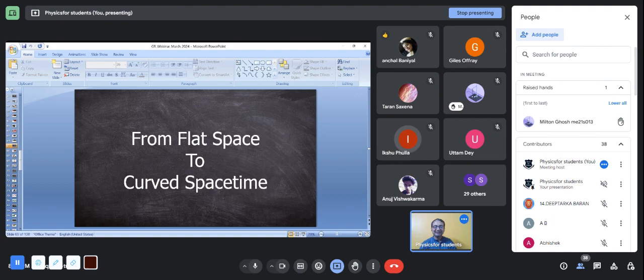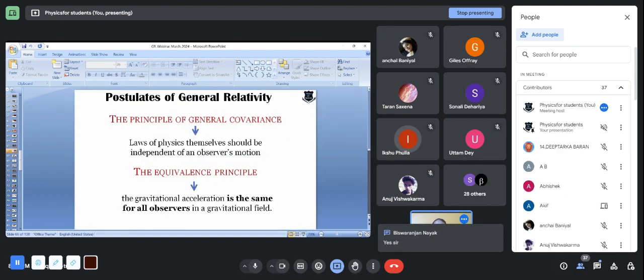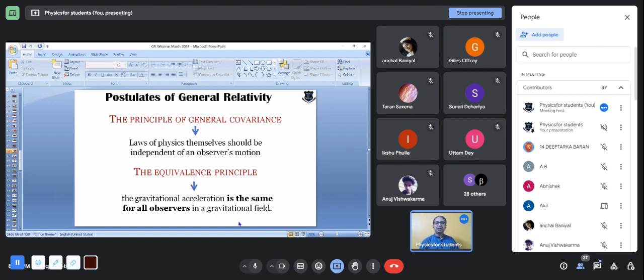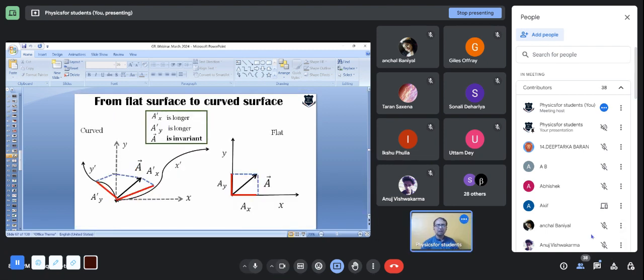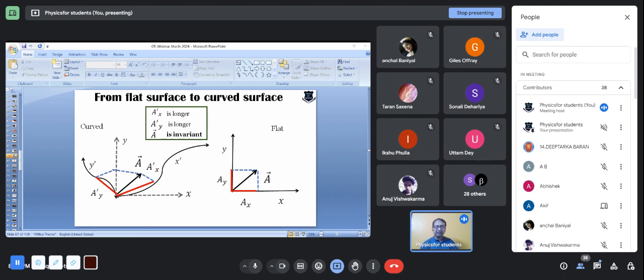So from flat space-time, we move to curved space-time. Here is again a quick review of the postulate: the laws of physics would be the same, and the equivalence principle, which we have already looked into. Okay, now you should pay a little bit of attention. Here comes a little bit of mathematics, not very difficult.